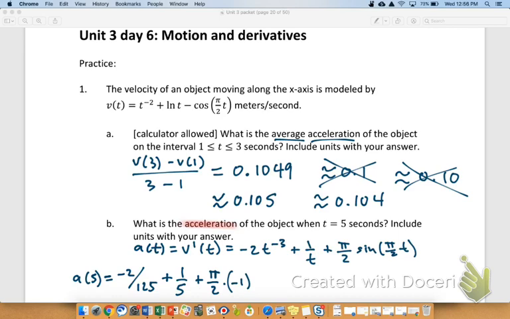Pi over 2. Right. Wait, isn't it? No, we're doing sine. So sine of pi over 2, so it's 0. No, hold on. I am mixing myself up. I've been doing this whole time in my head. Isn't it 4 pi over 2 and then 5 pi over 2, isn't it?